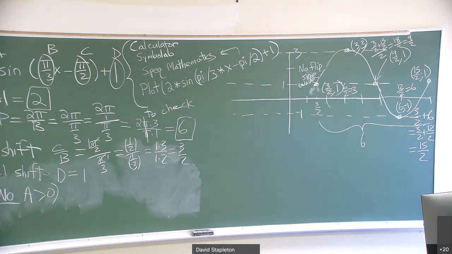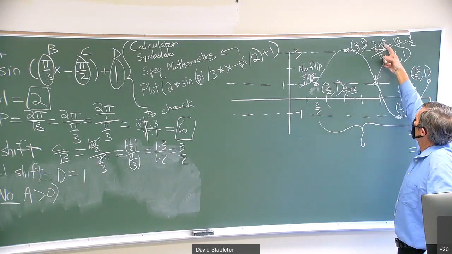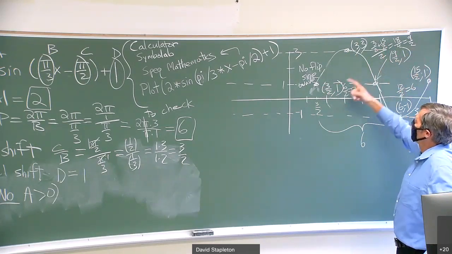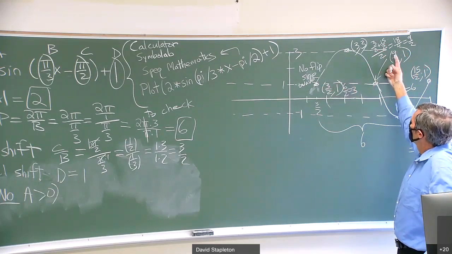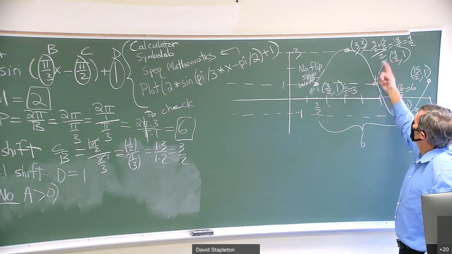So how did you find the 3 on the top? Oh, yeah. I found the x-coordinate by averaging these 3 halves and 9 halves. I just add them and divide by 2 and I get 9 halves. Or easier, I might say halfway between 3 halves and 9 halves is 6 halves, right? Halfway between 3 and 9 is 6. So I find the x-coordinate by averaging these two.